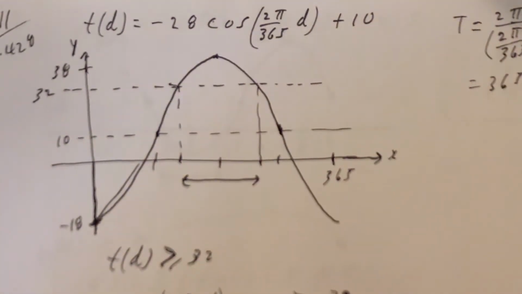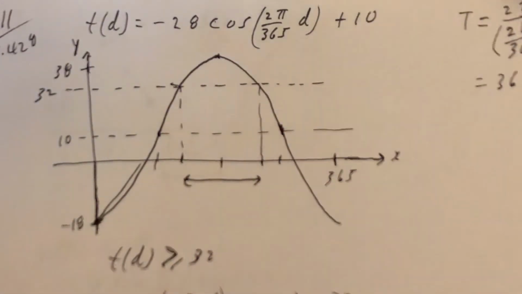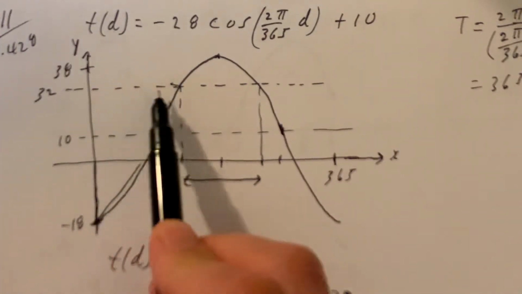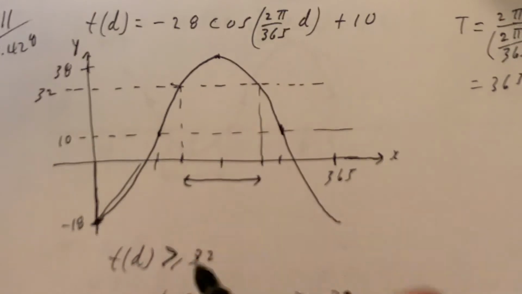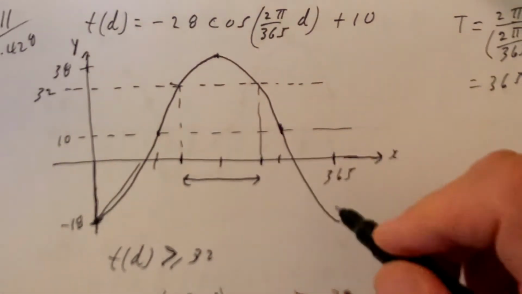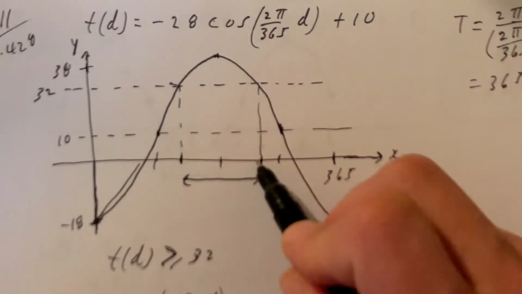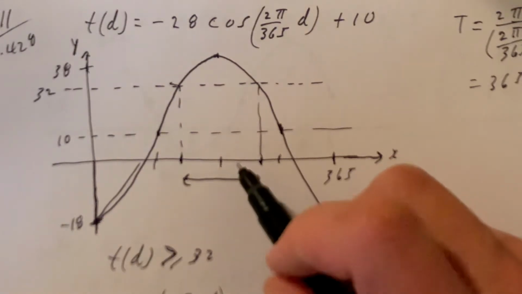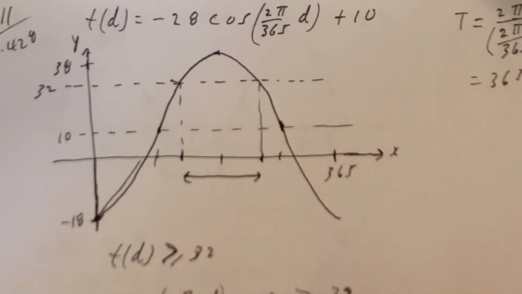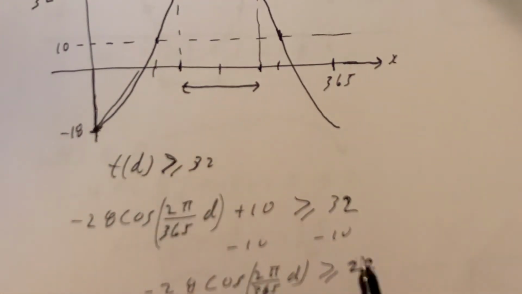Now, if we were to graph this, one full cycle in 365 days, the axis was at 10 right there, and we want to know when the temperature is going to be above 32 degrees. So we want to solve this equation for this and this. And once we've solved that, we know that the days in between here are going to give us the days when the air conditioner is going to be on, because the temperature is going to be above 32 degrees there. Okay, so we want to solve this inequality for when T of D is greater than or equal to 32.